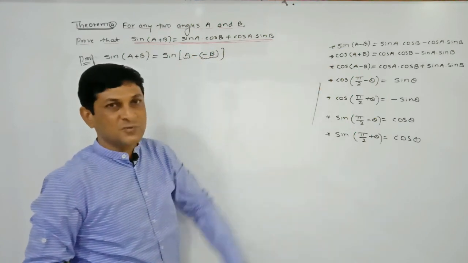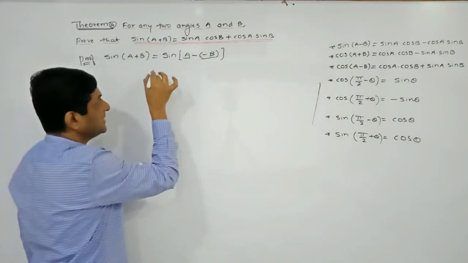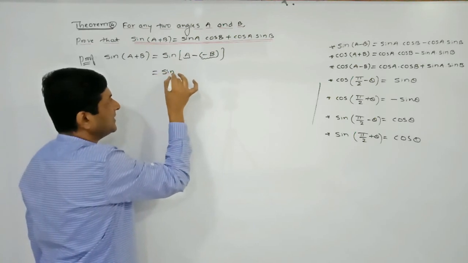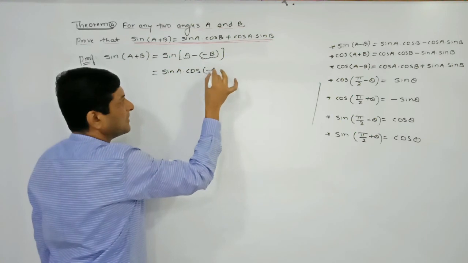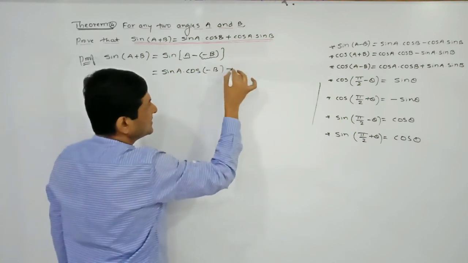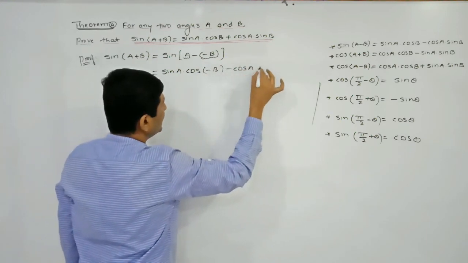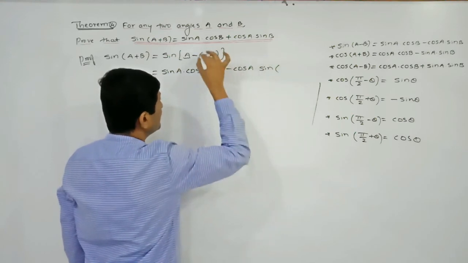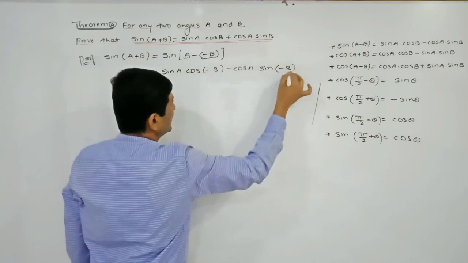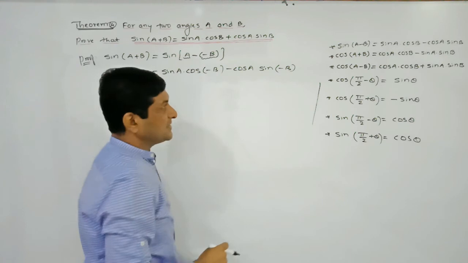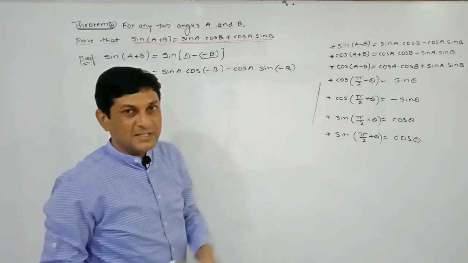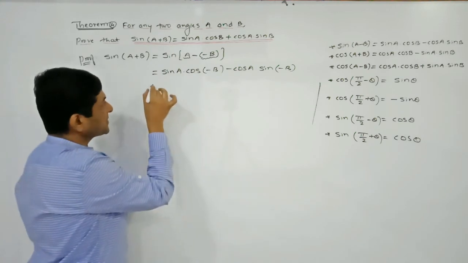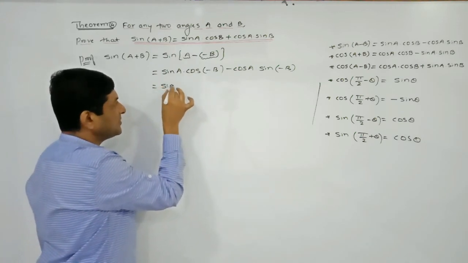According to this formula, what result will we get? Sin A into cos B, means sin A into cos B. But what is the value of B here? Minus B. Then minus cos A into sin B, but here B is nothing but minus B. We have just replaced this B by minus B. Hope the idea is very clear to you. So this is equal to sin A, keep it as it is.